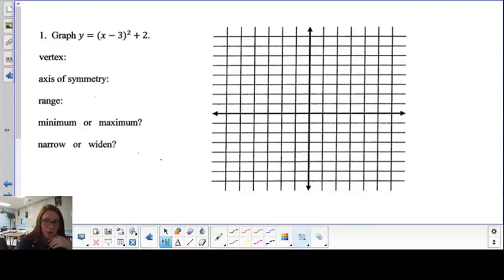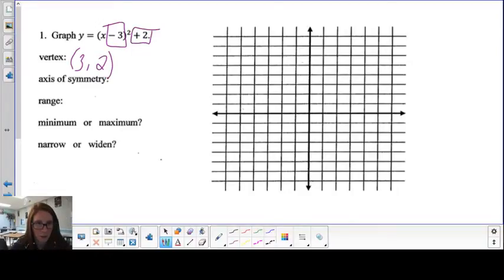First step is I'm going to determine my vertex. My vertex is going to be the opposite of what I see in my parentheses. So I see -3, so it's going to be positive, and then it's going to stay the same outside. So my vertex is at 3, 2. My axis of symmetry is x is equal to whatever the x value is of my vertex, so in this case 3.